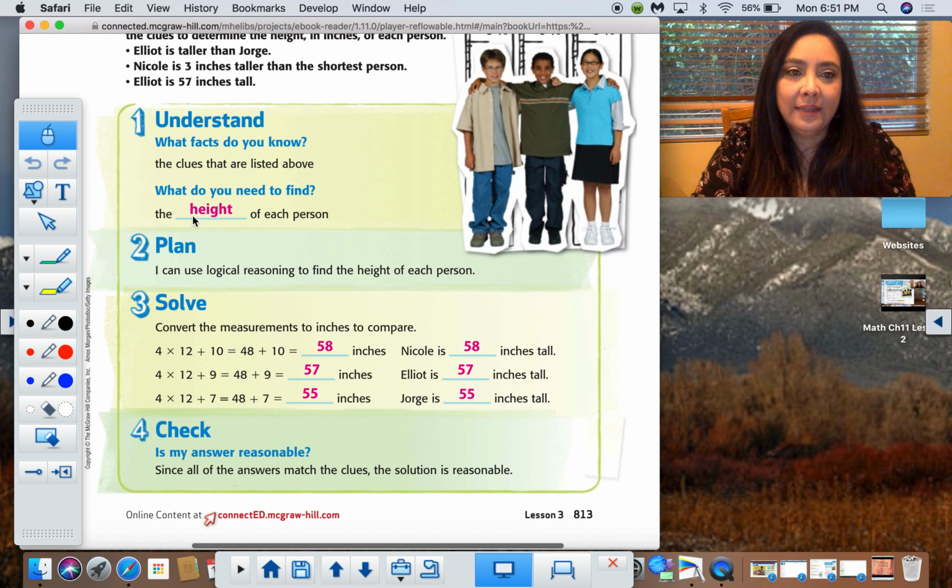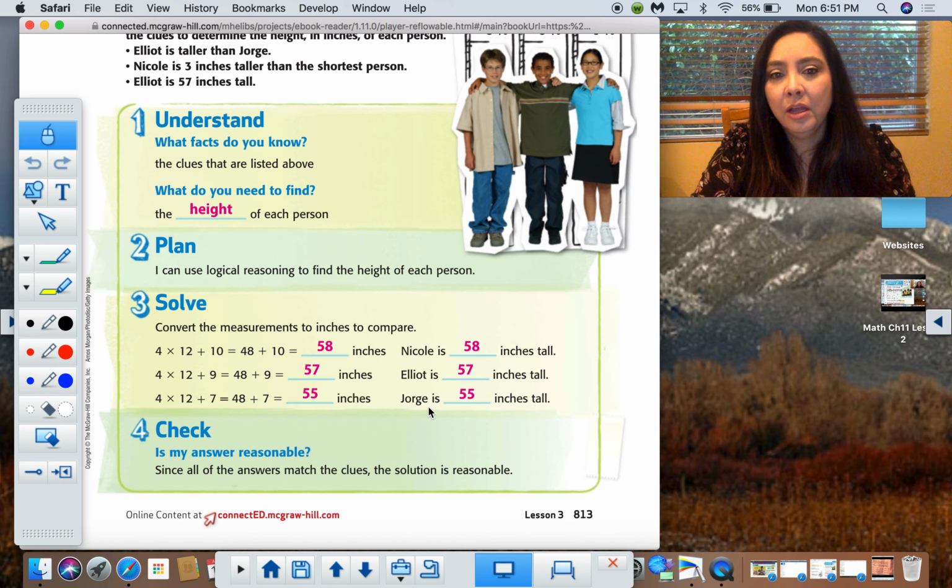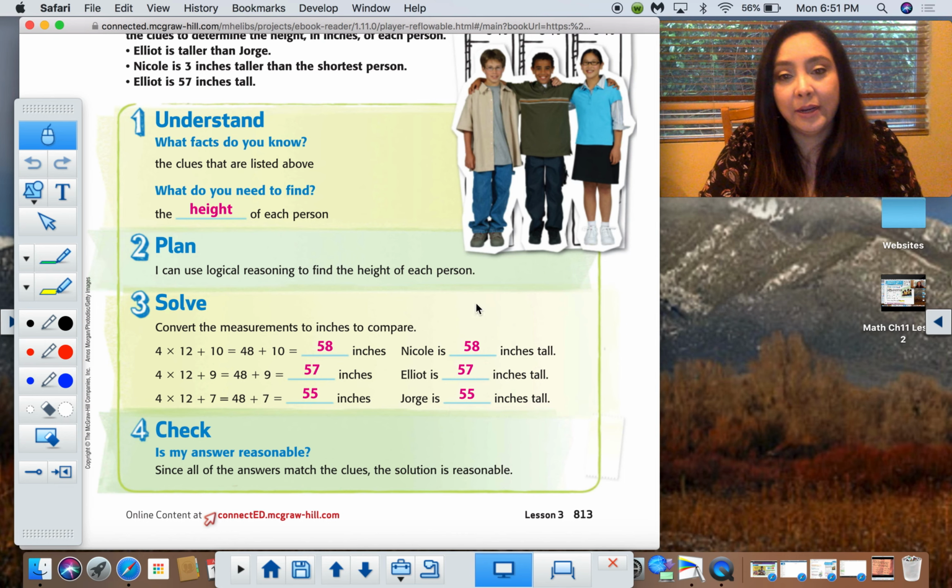So to find the, what do we need to find? We're finding the height of each friend. We did the math, and we know that Nicole is 58 inches tall, Elliot is 57 inches tall, George is 55 inches tall. Yes, my answer is reasonable because I know that Nicole is 3 inches taller than the shortest person, and I know 58 is 3 more than 55. I also know that Elliot is taller than George, so that makes George the shortest friend. So our answer is correct.